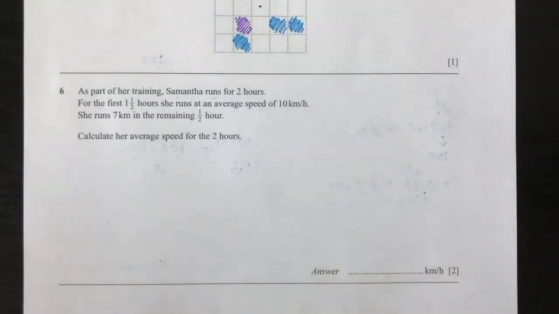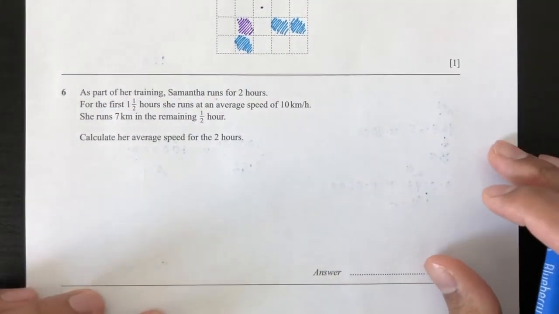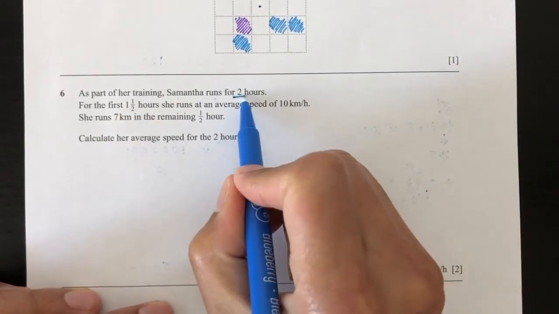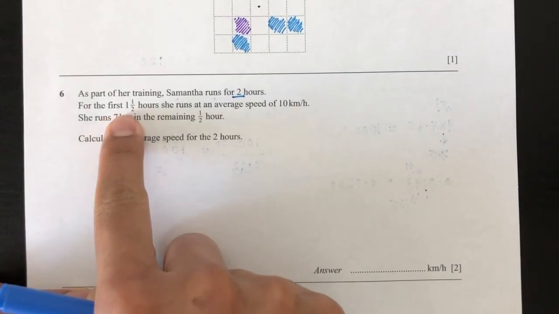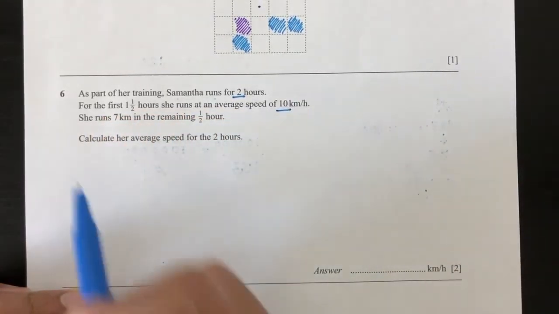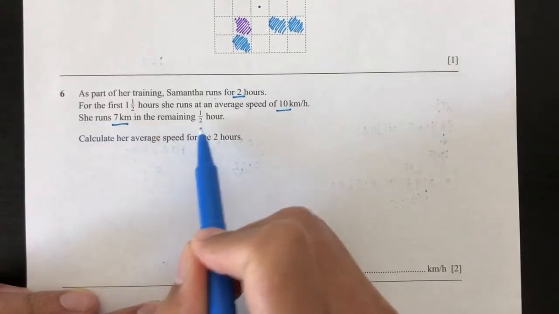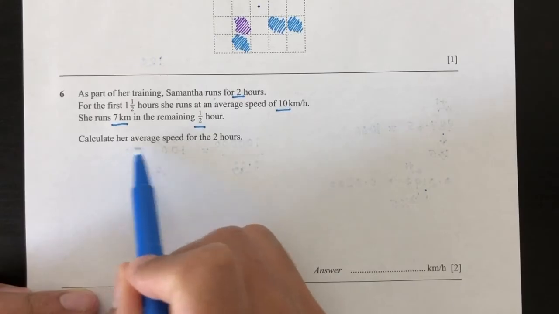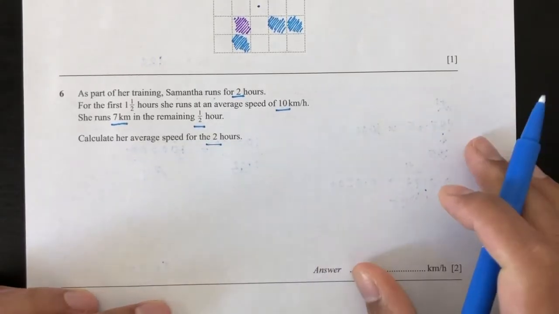Now let's move on to part 6. As part of a training, Samantha runs for 2 hours, that's the time. For the first 1 hour and a half, she runs at an average speed of 10. Now she runs 7 km in the remaining half an hour. So calculate her average speed for the 2 hours.